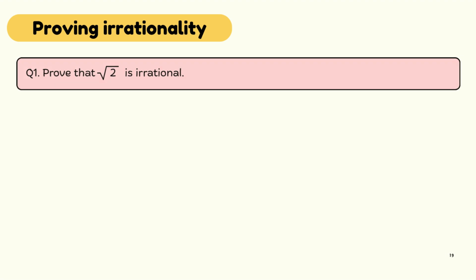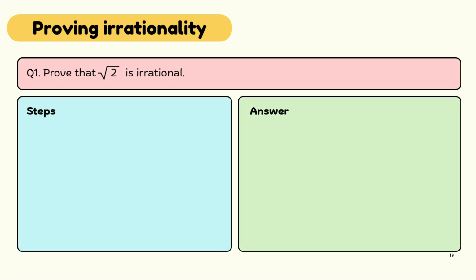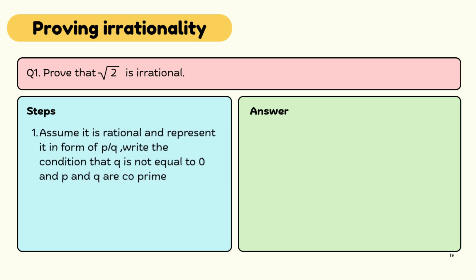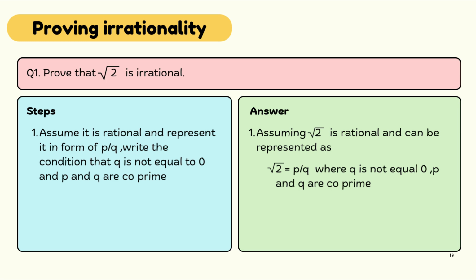Starting with: prove that root 2 is irrational. The steps and the answer will be side by side so that you can see how we go about it. So the first step would be to assume that the number is rational and represent it in the form of p by q, along with writing the condition that q is not equal to 0 and p and q are co-prime. So assuming that root 2 is rational, it can be represented as root 2 equals p by q, where q is not 0 and p and q are co-prime.